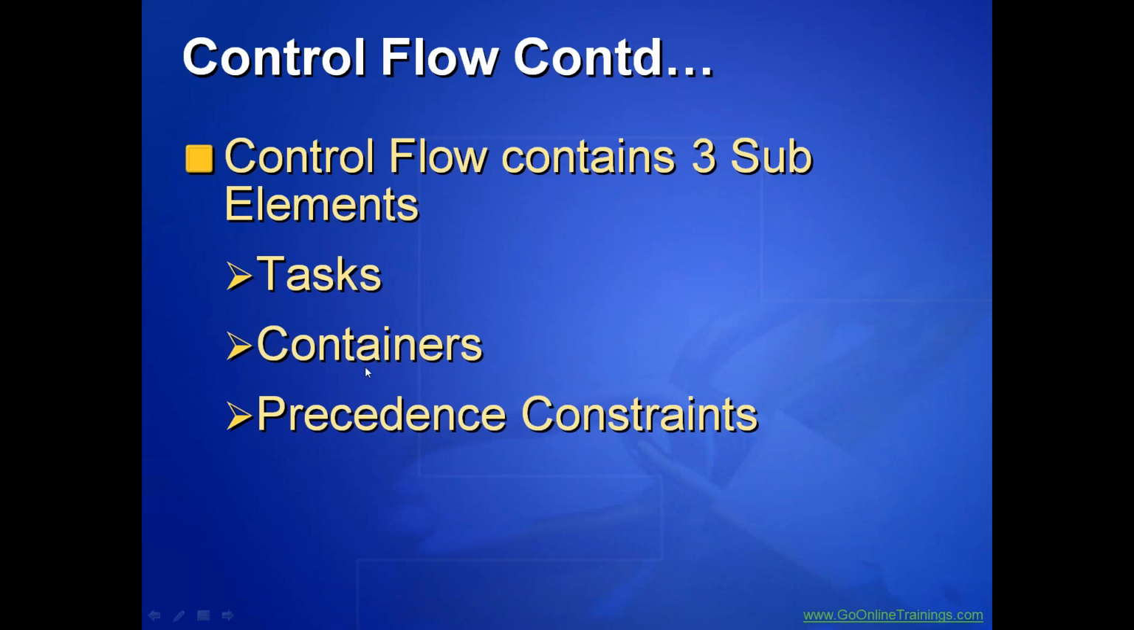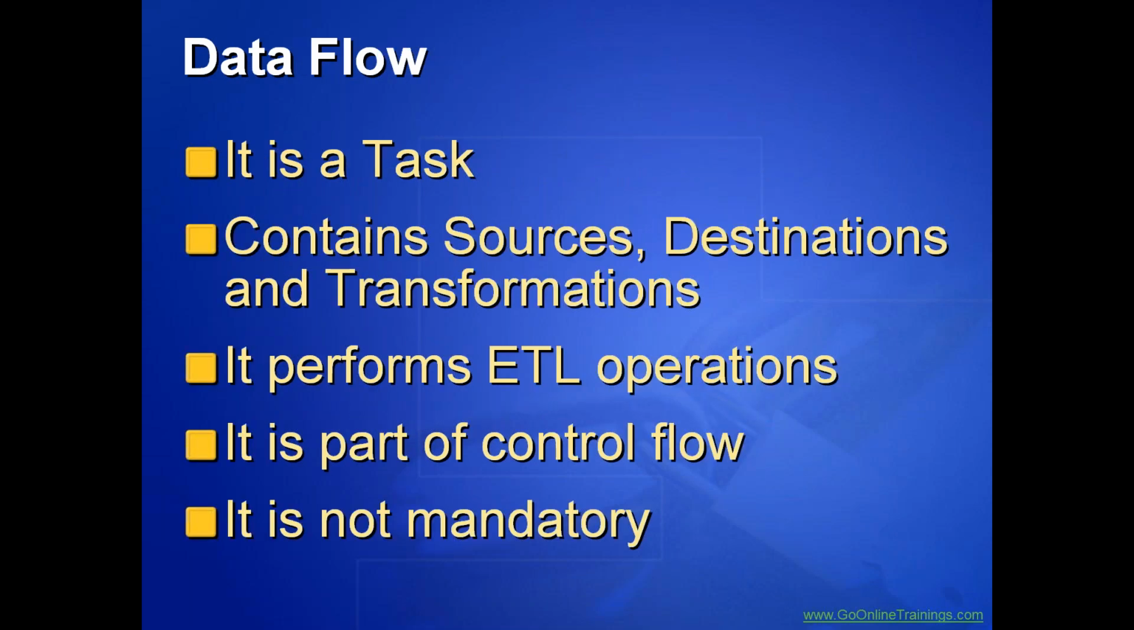So what does a control flow contain? Tasks, containers, and those arrows. And within the arrows, you can attach a lot of expressions. Clear? Now, what is a data flow? Data flow is a task. It contains sources, destinations, and transformations. It performs ETL operations. It is part of the control flow. It is not mandatory. Data flow is not mandatory because it is a task, right?